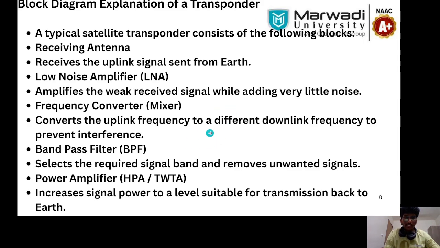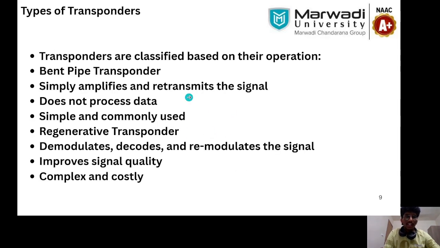And here is the explanation and types of transponder. Here they are classified based on their operations. Bent pipe type transponder means simple amplification and frequency conversion, with no signal processing. It is widely used. And then the regenerative transponder demodulates and decodes and remodulates the signals, reduces noise and improves quality.